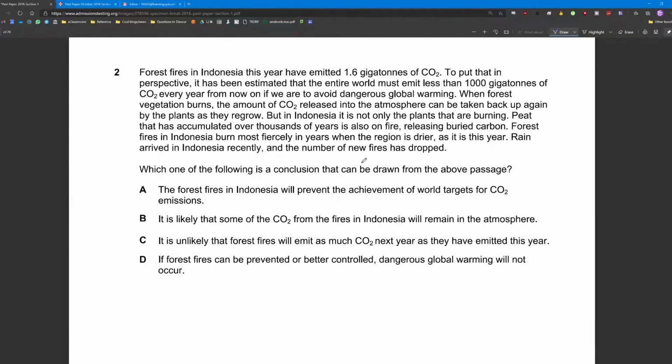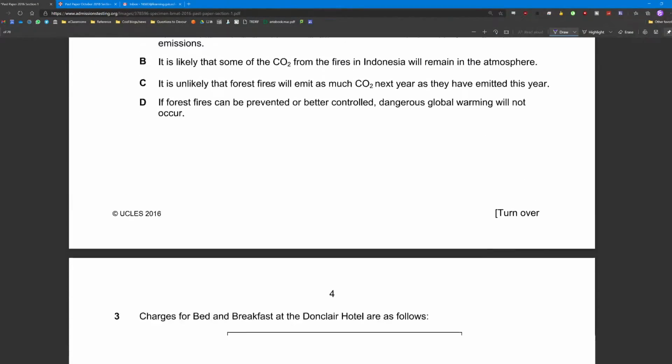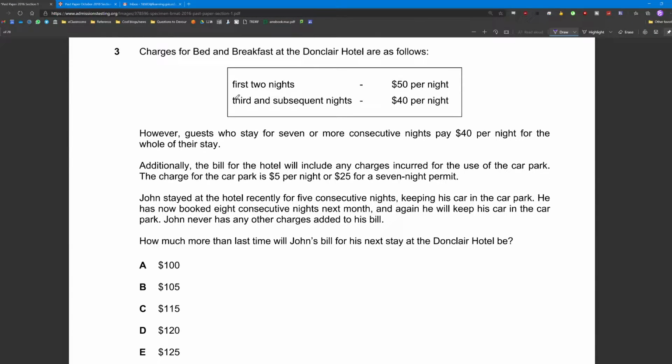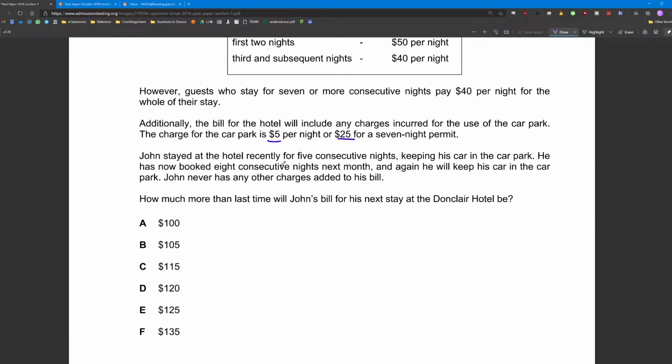Which conclusion is drawn from the passage? This is argument evaluation. Charges for bed and breakfast at the Donclair Hotel are as follows. Guests who stay for 7 or more consecutive nights pay $40 for the whole of the stay. The bill for the hotel includes any charges incurred for the use of the car park. It's $5 per night or $25 for 7 nights. John stayed at the hotel recently for 5 consecutive nights, keeping his car in the car park.